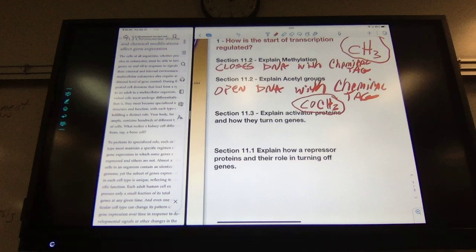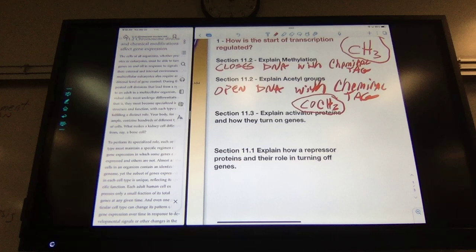So I'm telling you the story for this next one right here under number 1. Explain how a repressor protein turns off genes. It's a boot on the gene. Here's the picture in red. It's going to lock on right before the gene and not allow RNA polymerase to do its job. So if you want to write in quotations, it's a boot on DNA.